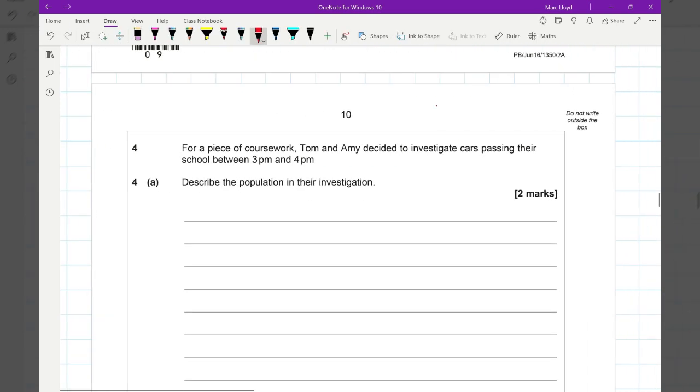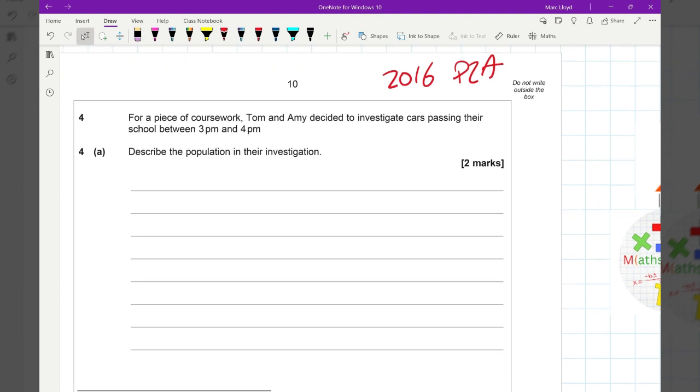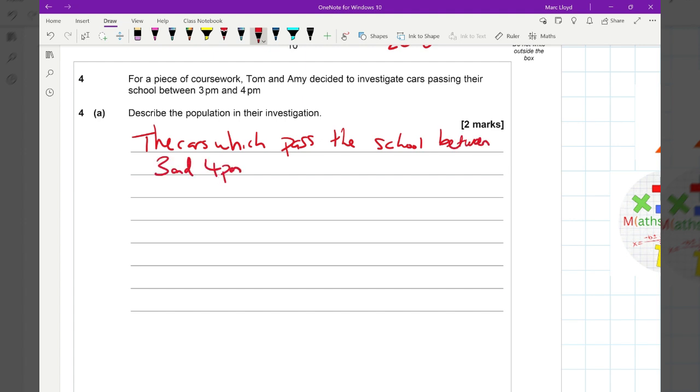We are on the 2016 paper, 2A, question 4A. For a piece of coursework, Tom and Amy decided to investigate cars passing their school between 3 p.m. and 4 p.m. Describe the population in their investigation. So the population is the cars which pass the school between 3 and 4 p.m.